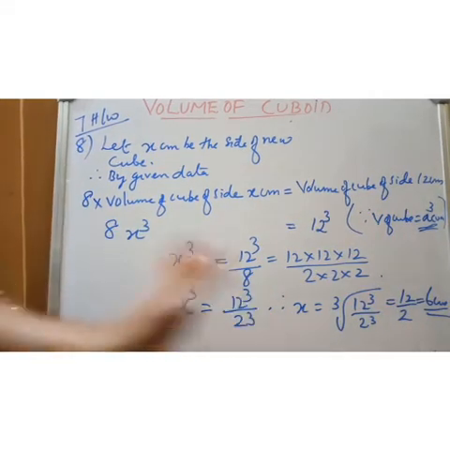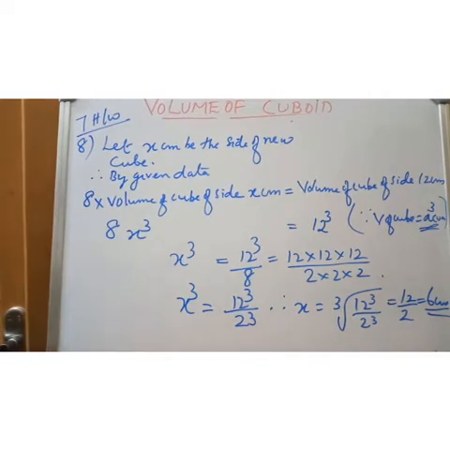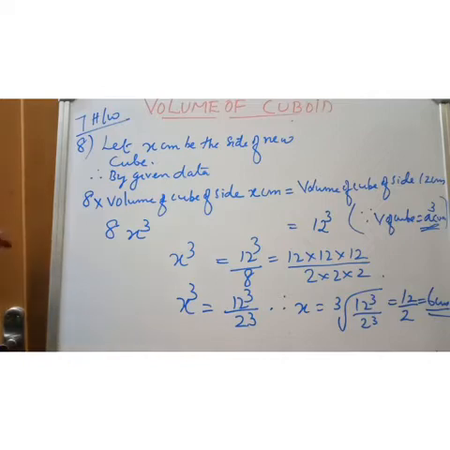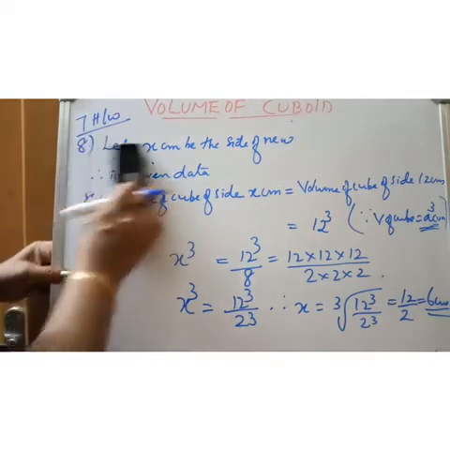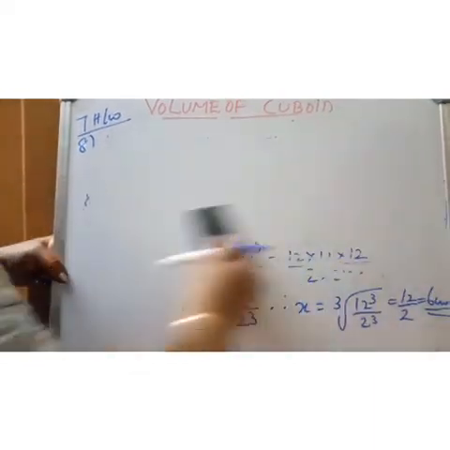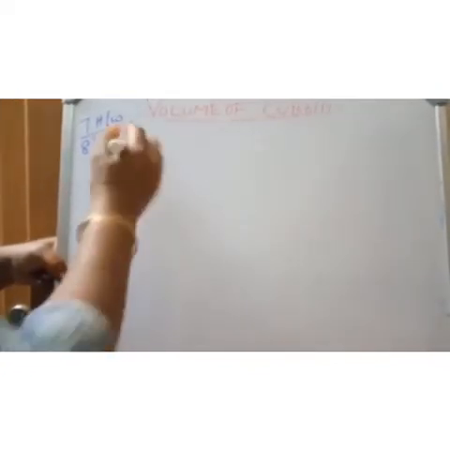Okay, so the first part of the question is over. What is the second part of the question? Also find the ratio between their surface areas. So I am considering the surface areas of the new cube and old cube. Old cube means with the side 12 centimeter and new cube with the side x, that is 6 centimeter.